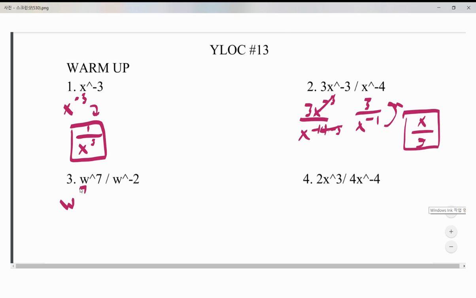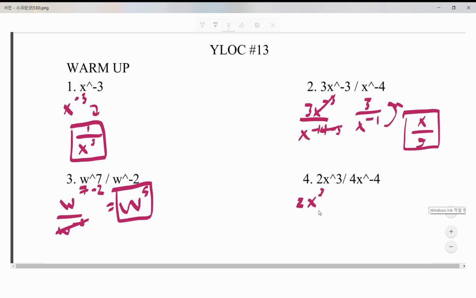Number 3 is w^7 over w^-2. Okay, we can subtract the exponents. 7 minus negative 2 is 9... so w to the power of 5 is the answer.